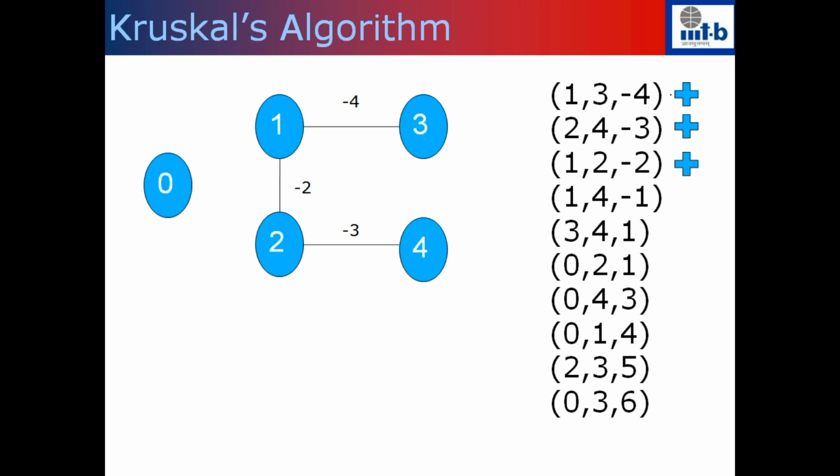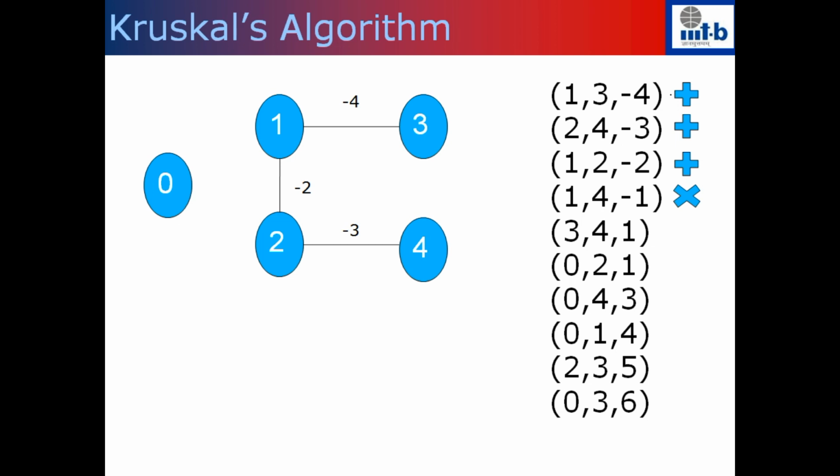So now the next edge that I'm going to consider is 1 comma 4, which goes within the same connected component, right? So 1, 2, 3 and 4 are in the same connected component. Now if I add 1 comma 4, this will introduce a cycle, so I cannot add this in and still get a spanning tree. So 1 comma 4 cannot be added.